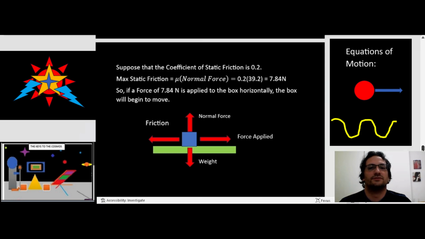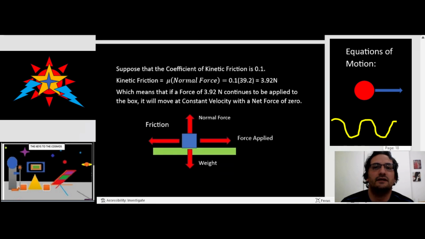Suppose that the coefficient of static friction is 0.2. The maximum static friction is mu times normal force. Mu here, this little u symbol, mu in the Greek alphabet, stands for the coefficient of static friction. So you do 0.2 times 39.2 and you get 7.84 newtons to be the maximum static friction. So if a force of 7.84 newtons is applied to the box horizontally, the box will begin to move.